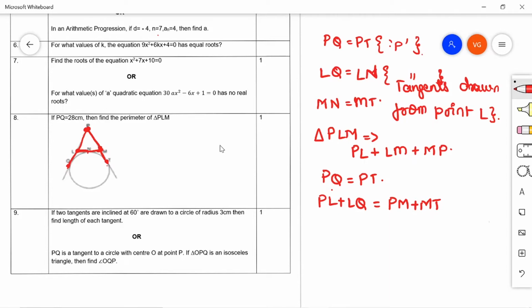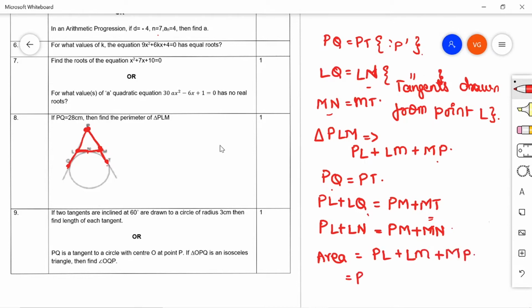So now, what is this LQ? It can be written as LN. MT can be written as MN, right? So now write it down. This is nothing but PL plus LN plus PM plus MN. Now substitute this in the perimeter. So the perimeter is nothing but PL plus LM plus MP. So you can write PL plus, what is this LM? LM, this line can be split as LN and NM, right?